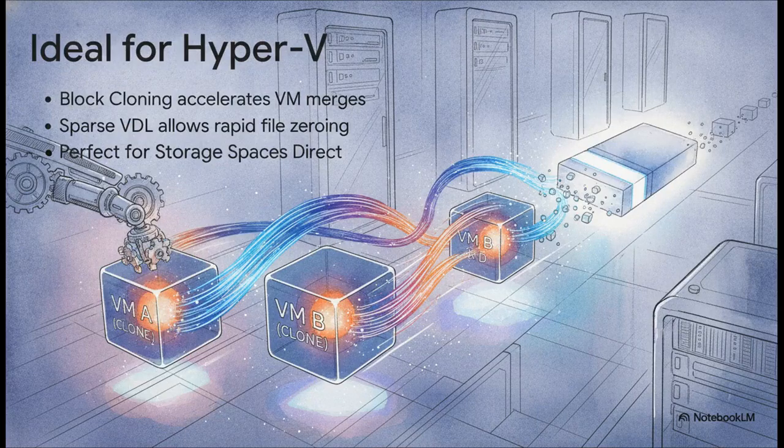Now, why does this matter for you and your daily infrastructure architecture? Because beyond just resilience, ReFS is heavily optimized for massive workloads like Hyper-V and backups. For instance, it features something called block cloning. This turns heavy, slow copy operations into fast, low-cost metadata updates, dramatically accelerating things like virtual machine checkpoint merges. It also uses sparse VDL to zero out files in seconds instead of minutes, which makes creating fixed VHDs blazing fast. It really is the perfect partner for Storage Spaces Direct.